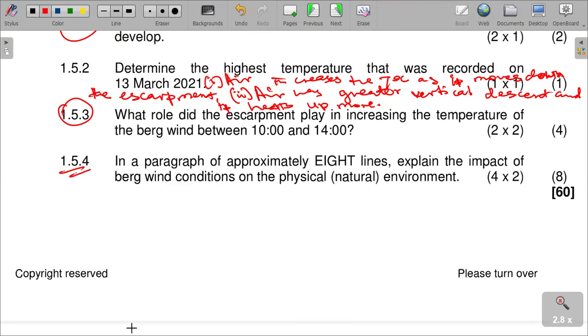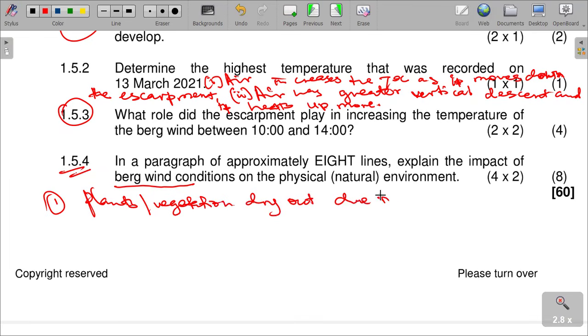Question 1.5.4. In a paragraph of approximately 8 lines, explain the impact of Berg wind conditions on the physical environment. We can talk about drying out, obviously because we are talking about these extreme temperatures. One, natural vegetation or pasture dries out due to very hot, dry winds. Plants or vegetation can dry out, and the winds can cause the vegetation and plants to die. We can also talk about the reduction in biodiversity of both flora and fauna.